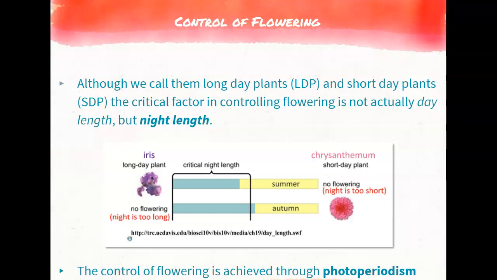So while we call them long day and short day plants, we actually care less about how long the day is, because the critical factor is how long the night is. Granted, it makes sense to call them long day and short day because it is what it is, but we care about the night length more, which is obviously confusing. So the bottom line: the control of flowering is achieved through photoperiodism. That just means how long the light is available.